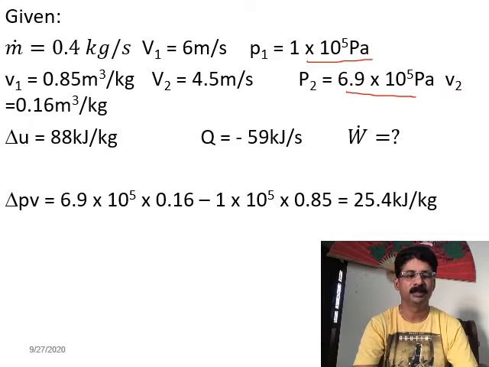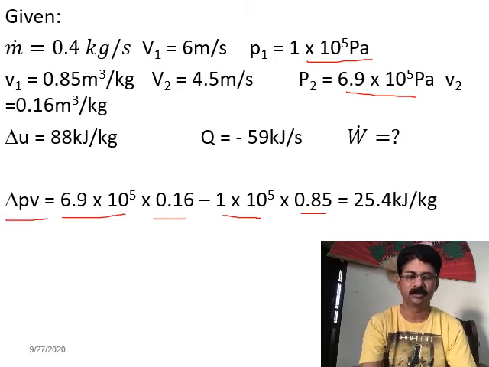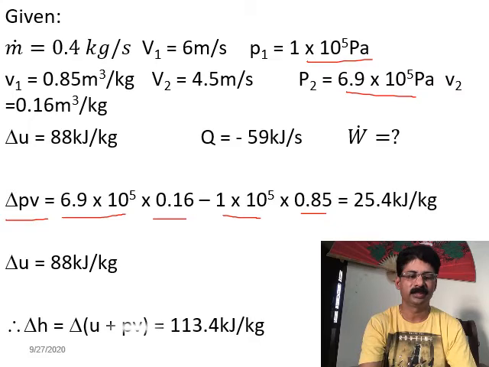So delta PV is nothing but P2 v2 minus P1 v1. Don't get confused with the velocity term. This is a specific volume term, so don't get confused with that. So with delta PV and delta u given, you can find out delta h. Delta h is delta of u plus PV, so you get it as 113.4 kilojoules per kg.